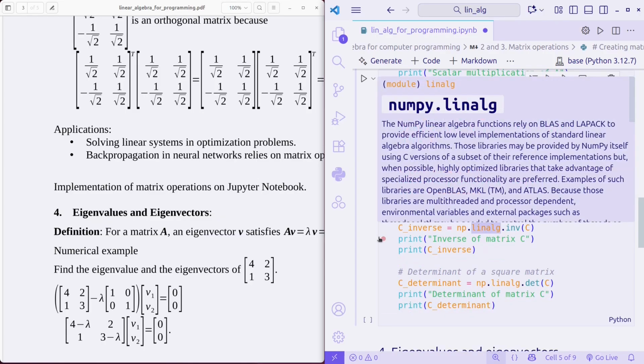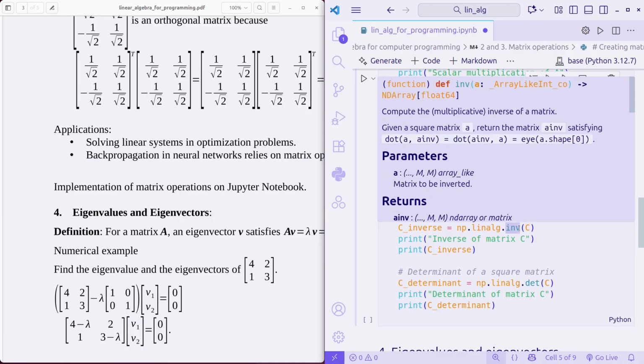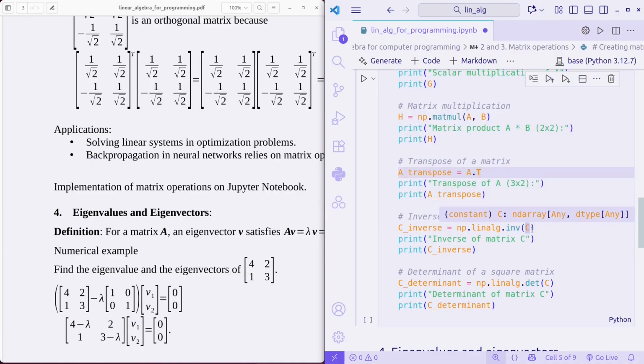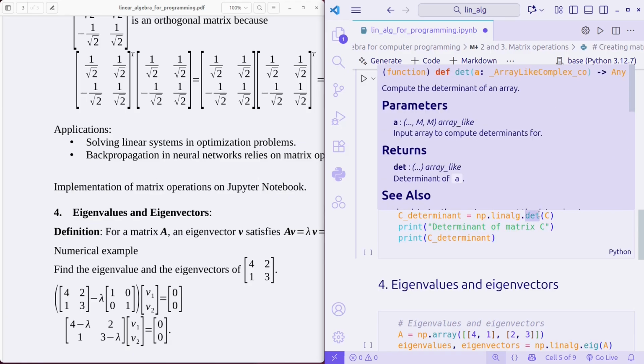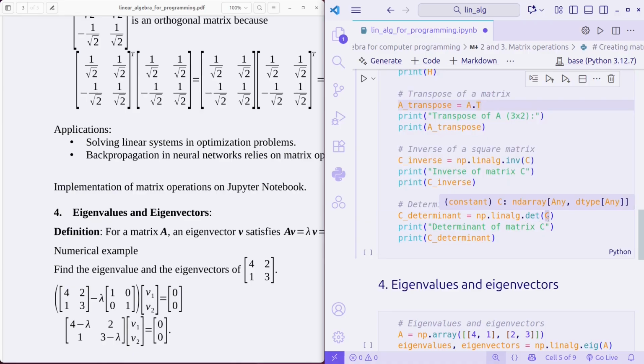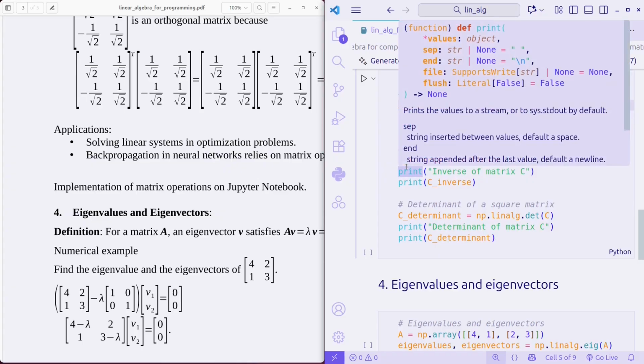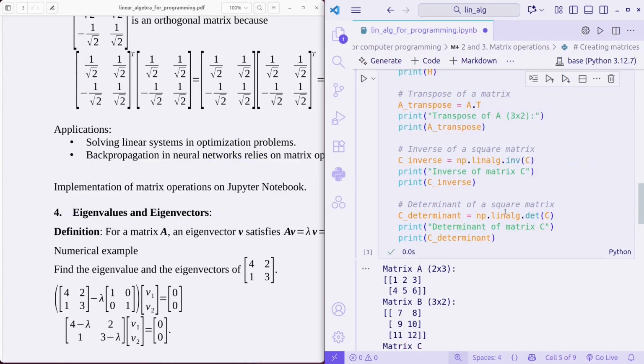And I'm able to get the inverse of the matrix, which is a square matrix, by using the np.linalg submodule. And then from this submodule, I can use the inv function to handle the inverse of a certain matrix called C. And also I can use the linear algebra submodule to obtain the determinant function here called det, and then I can put a matrix C into it, which is a square matrix, to get the determinant. So let me try to run the cell.